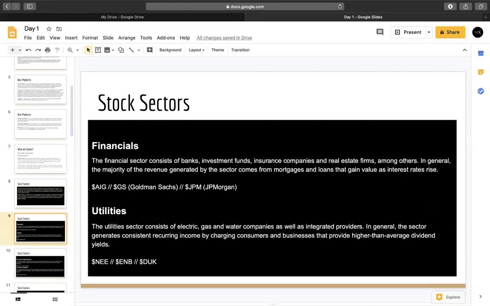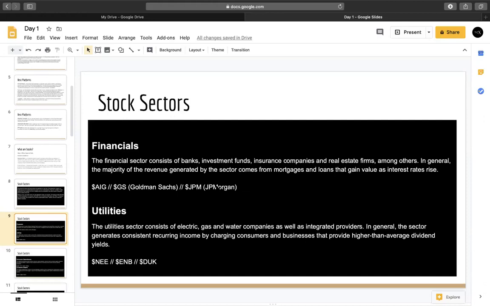Financials. The financial sector consists of banks, investment funds, insurance companies, and real estate firms, among others. In general, the majority of the revenue generated by the sector comes from mortgages and loans that gain value as interest rates rise. AIG, GS, Goldman Sachs, JP Morgan. Can anyone name any more financial stocks? Wells Fargo, Bank of America. Exactly.